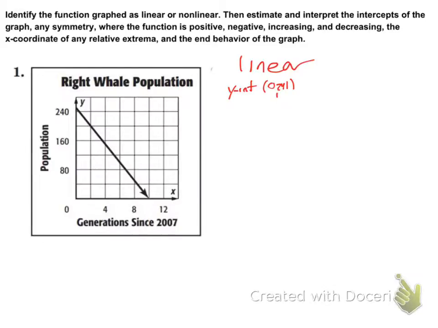0, 241. Because it looks like it's approaching, so definitely above 240, yes? Maybe it should be maybe about 250. I don't know. Again, we're interpreting, right? We're estimating. Do we have an x-intercept? Yes. It's 10, 0. I think that one's a little easier to get the scale of and figure out, right?